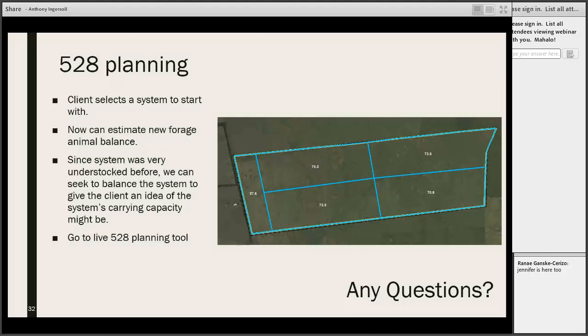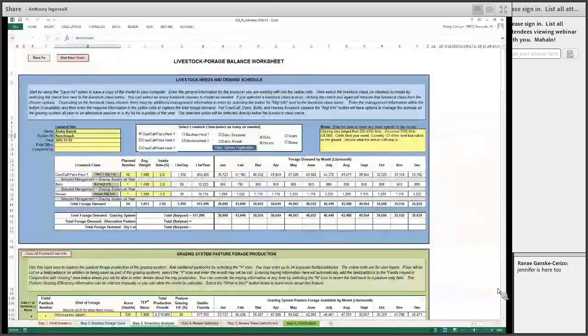Okay? So I'm going to go back to the 528 planning tool, and we're going to plug in this new system. But before I do, are there any questions at this point? Okay, hearing none. I'm going to go back here. If you have a question, just stop me. All right.